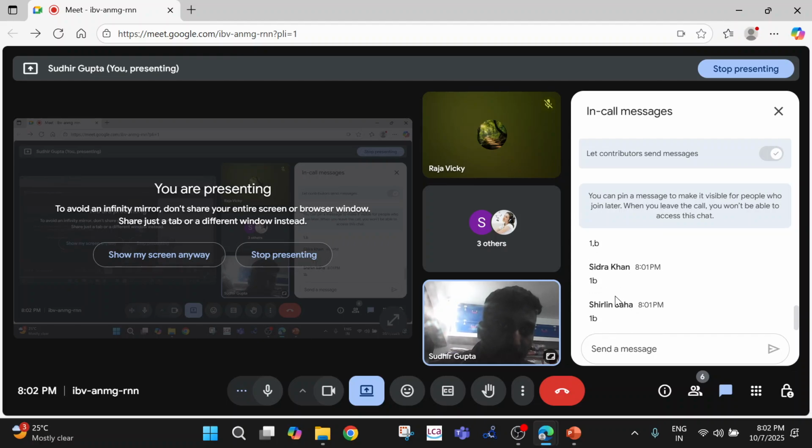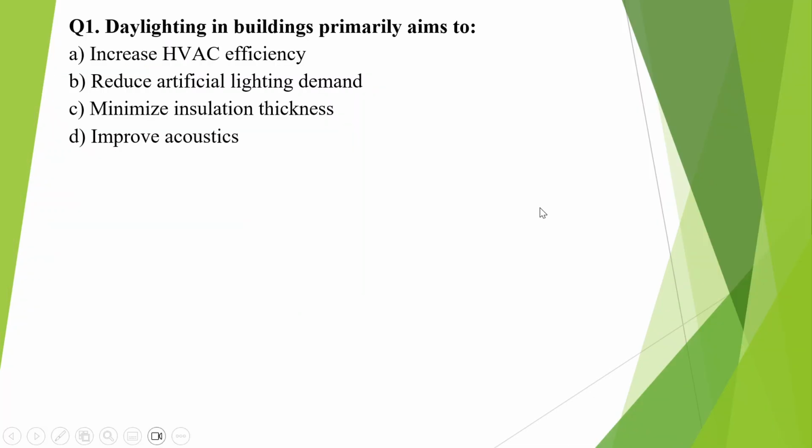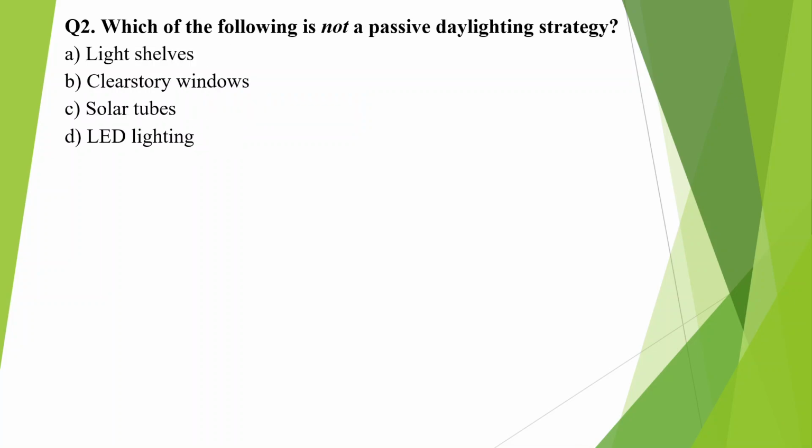Raza is the first to answer. Good. Sidra is second, and Celine is third, and others are waiting for the explanation or the discussion. So your friends Raza, Sidra, and Celine have answered it correctly, guys. Option B is the correct answer for this question. Daylight is the controlled admission of sunlight and skylight into buildings to minimize the electricity used for lighting. Mainly it reduces the use of artificial lighting. Option B. Good. So let's move to the second question, guys.